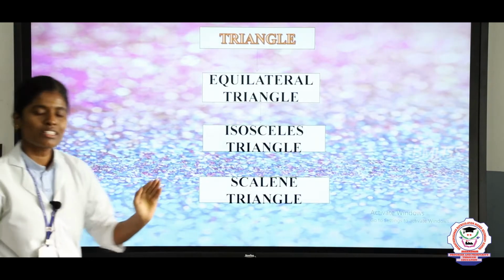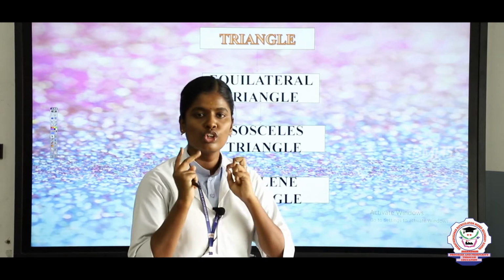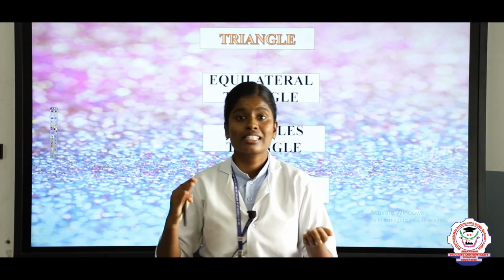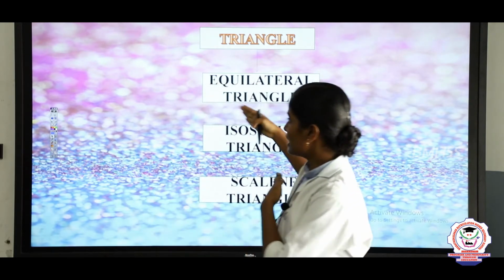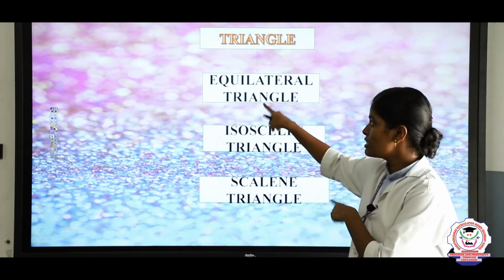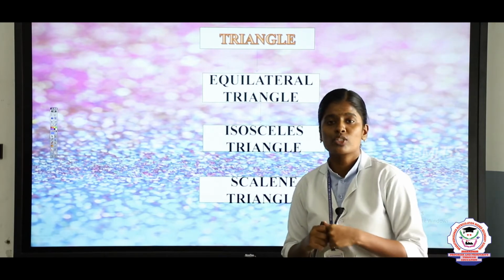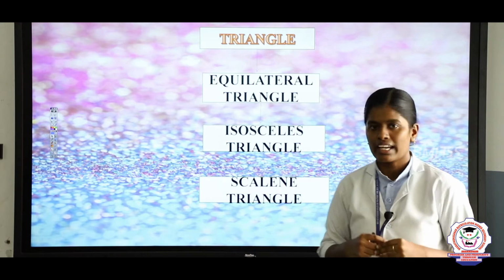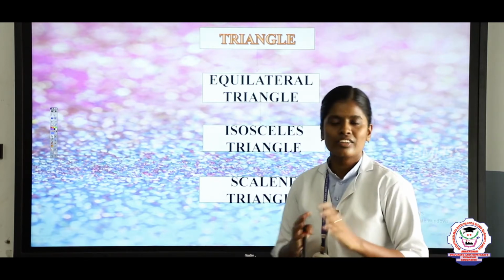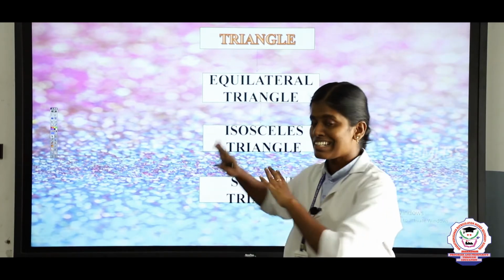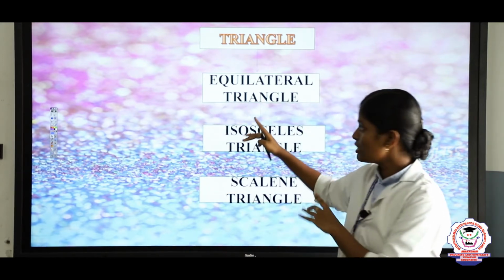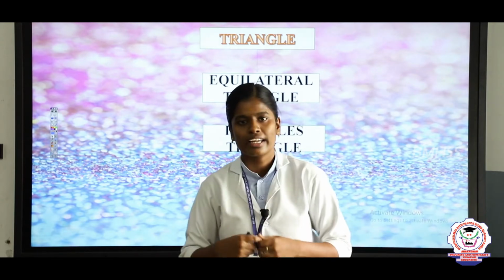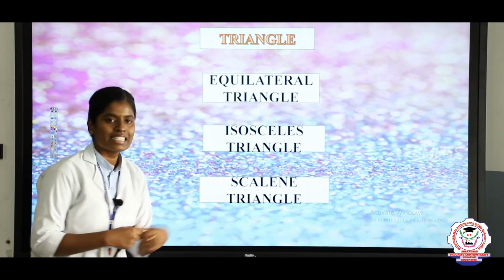So our next topic is triangle. We classify it into two types. One is angle based and another one is side based. Now we are going to see the side based triangle. The first one is equilateral triangle, the second one is isosceles triangle, and the final one is scalene triangle.